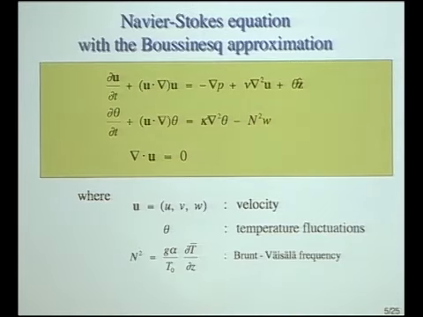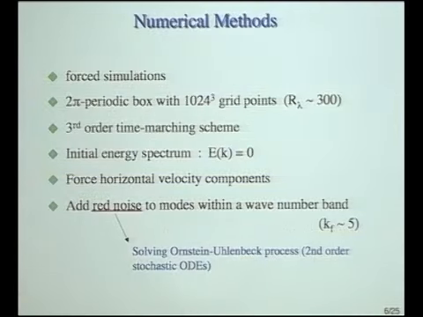I can show a few things about it. We put the Brunt-Väisälä frequency here, which comes from a mean gradient. The numerical methods are summarized like this. These are forced simulation results, in a 2 pi periodic box with 1024 cubed grid points, and the microscale Reynolds number is around 300.